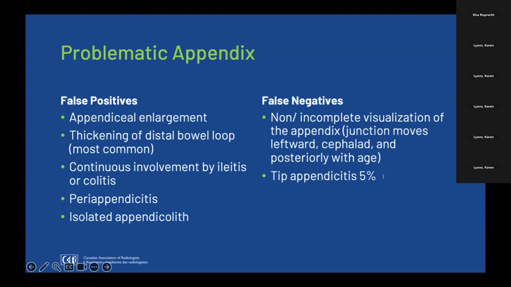Tip appendicitis makes up 5% of appendicitis, but it accounts for half of false negative ultrasound exams in one series. To avoid that, you need to visualize the entire length, unless the pretest probability is low enough that it would still be statistically unlikely. And now I'm just going to touch a bit more on appendiceal enlargement without acute appendicitis.